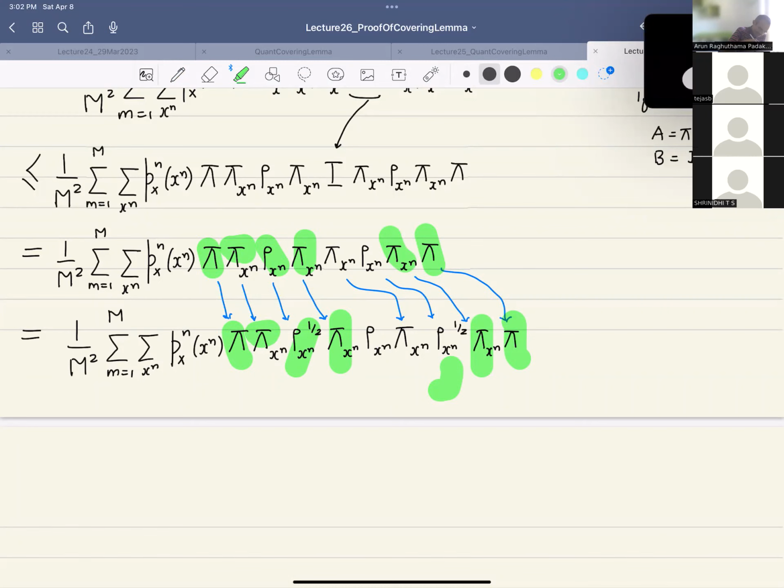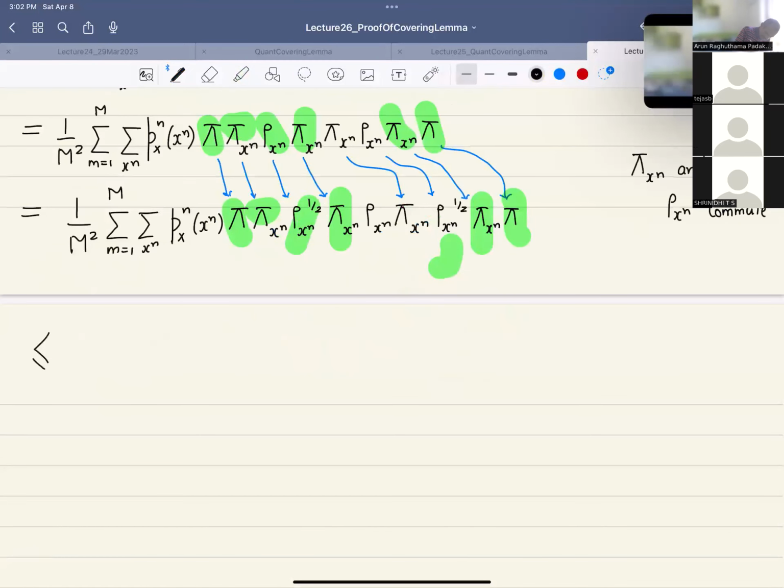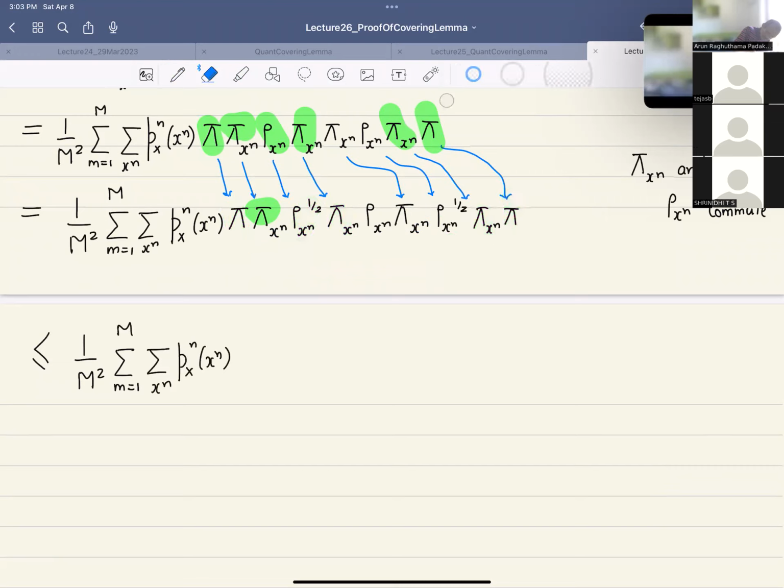Yeah. Why? Rho xn commutes with pi xn. Yeah, it's critical. Pi xn and rho xn commute. It should be now clear why I did this. So can I now say this is less than 1 by M squared, m equal to 1 through capital M, xn, p xn of xn. So I think I should call these guys some names, otherwise it's hard.